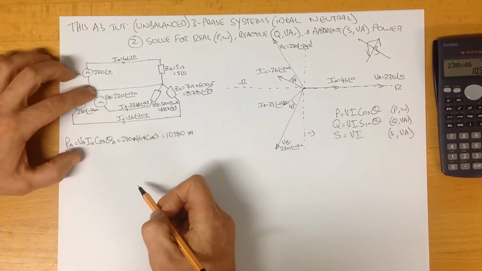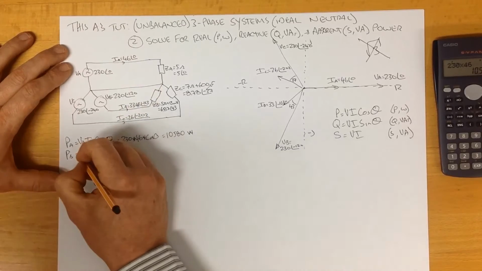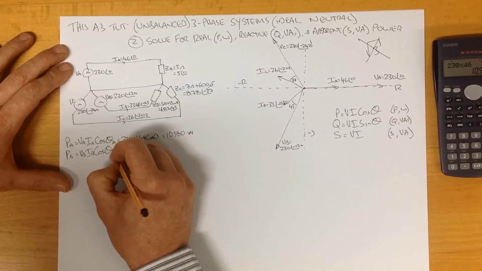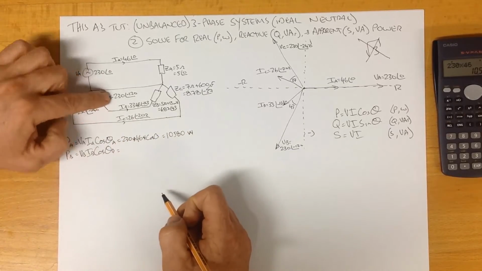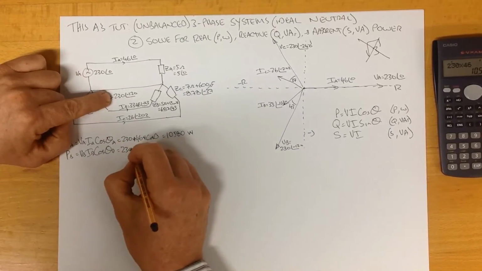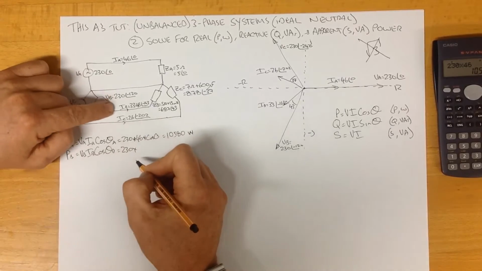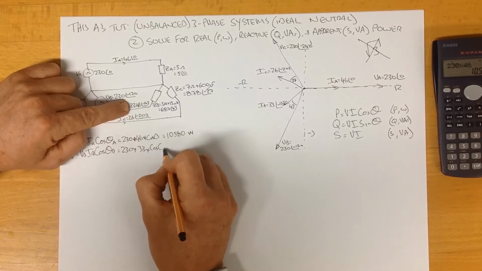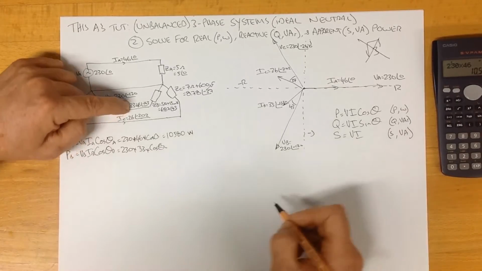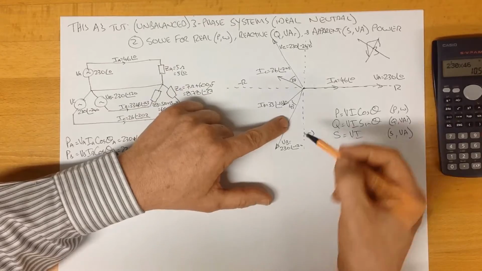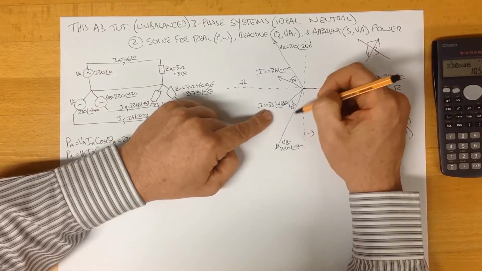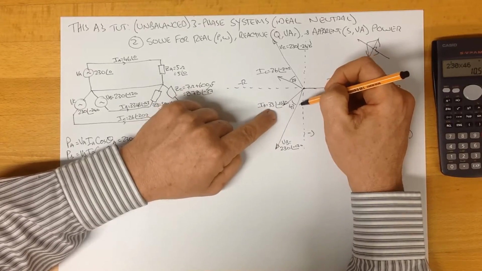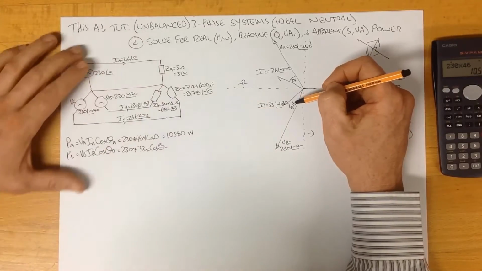The power dissipated in phase B here is VB, IB, the cosine of the angle in B. Again, the magnitude of this voltage is 230. The magnitude of the current is 33 times the cosine of the angle. We can come over here and see this here. This is phase B, our 230, our 33 amps, and the angle between those two is 43.